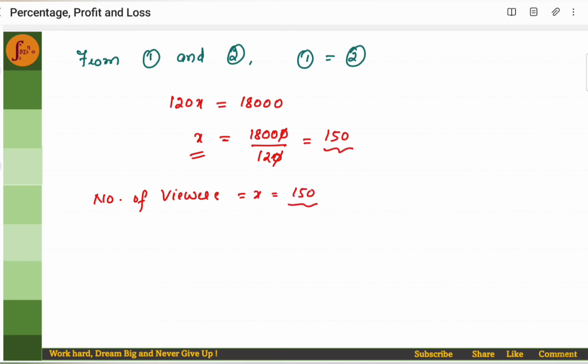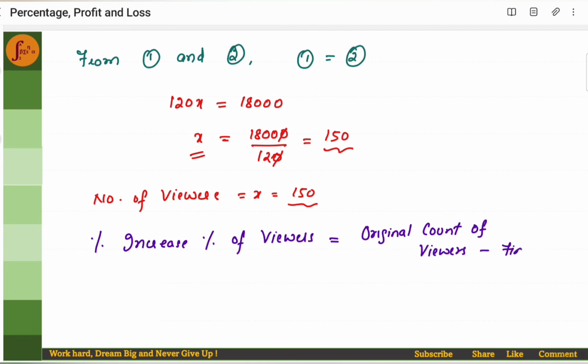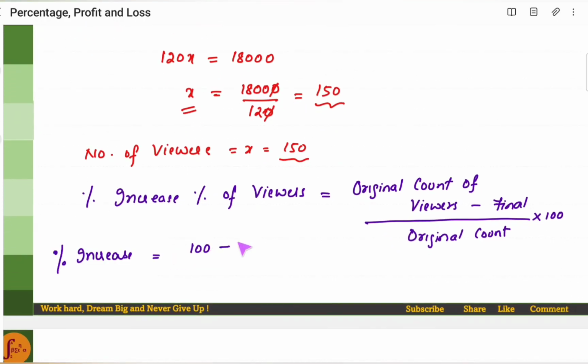Now what is the increase percentage? We are not done with the problem yet. We have to find the increase percentage of viewers. What is the percentage of increase in the viewers? So we take final number of viewers minus original count of viewers, divided by original count, into 100. Original count of viewers is 100, that's what we assumed. Final count of viewers is 150. We need to always get a bigger number first. Into 100. 100 and 100 will get cancelled. We'll get 150 minus 100 is 50. So it's 50 percent. The percent of increase in the viewers is 50%.